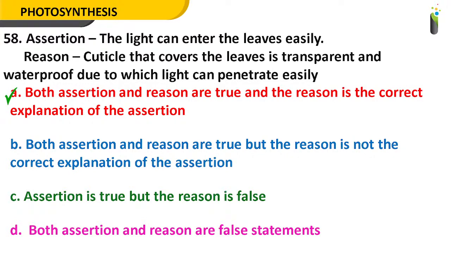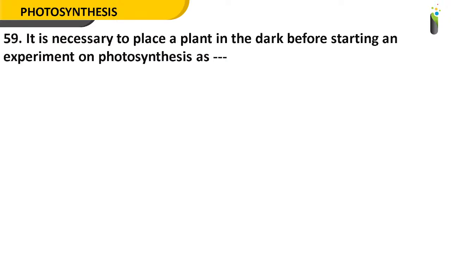Both of these statements are correct, and the reason is the correct explanation of the assertion. Light can enter the leaves easily because the cuticle that covers the leaves is transparent and waterproof, due to which light can penetrate easily.